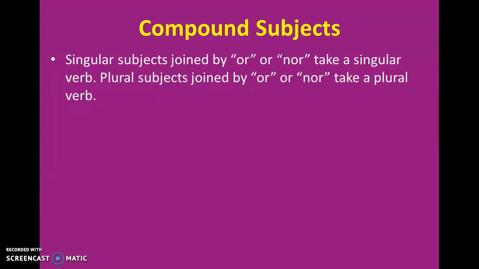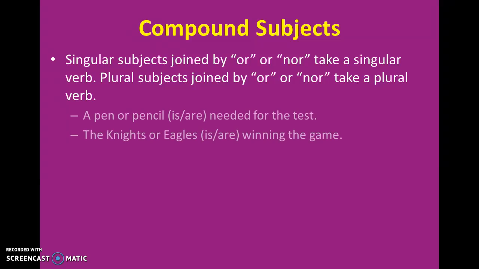Now, on the other hand, if a compound subject is joined by or nor, it depends on the number of the individual subjects. So if you have two singular subjects joined by or nor, they will take a singular verb because you're only talking about one. But plural subjects joined by or nor will take a plural verb because no matter what the subject is, it's still talking about more than one thing.